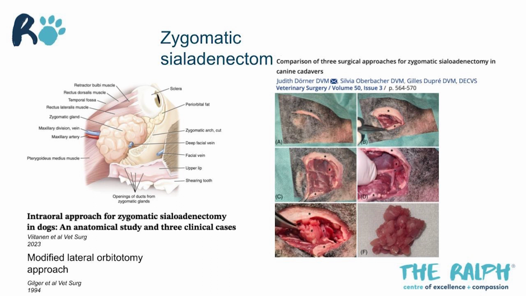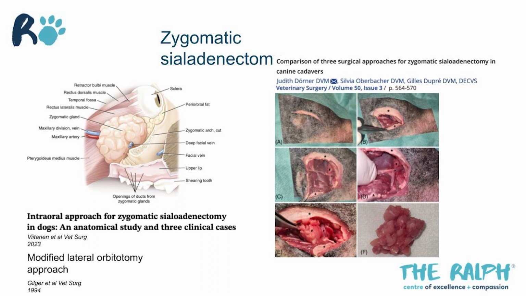For zygomatic sialoadenectomy, again, these are cases that we don't see frequently, and if I was to perform this case for the first time and I was in general practice, I would probably consider referral. The reason is we don't operate frequently in this area. We just need to be familiar with the anatomy and have good knowledge of the regional anatomy. In this image, you can see that we are working very close to the maxillary artery and vein, and also the facial and deep facial vein, which are in very close proximity to the gland itself, which is located here.